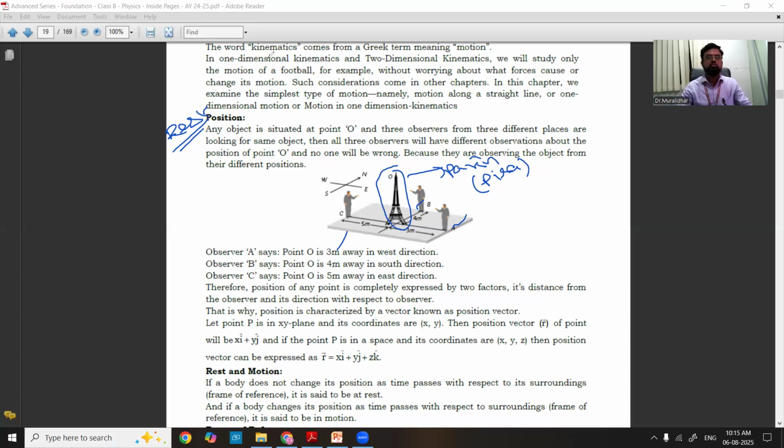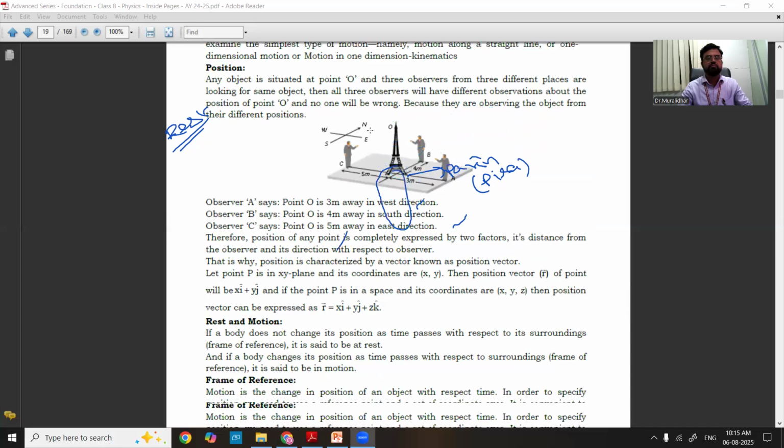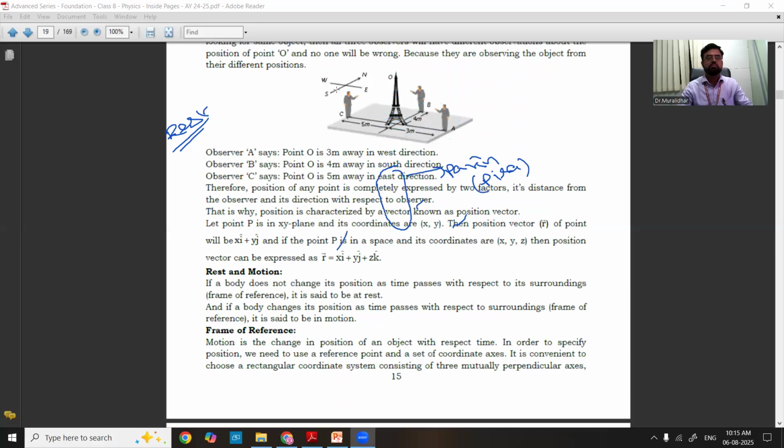Okay. So after knowing about position, what is next is rest and motion, which are the first important terms in kinematics, or motion in a straight line. So I already told what is rest, you all know.